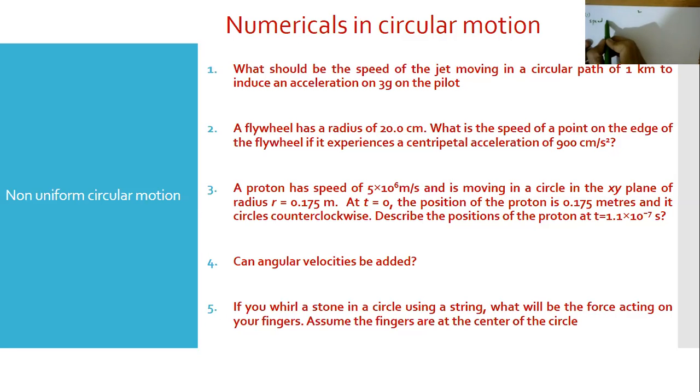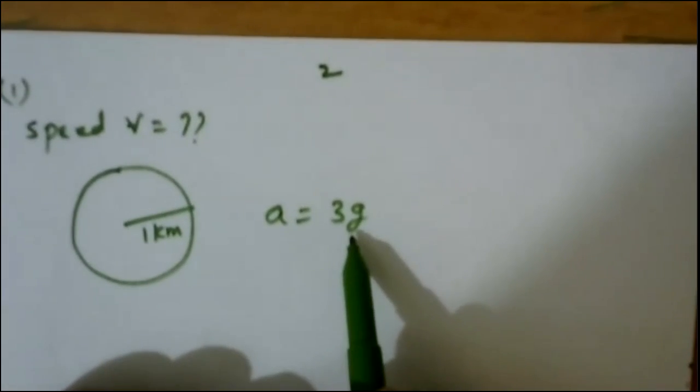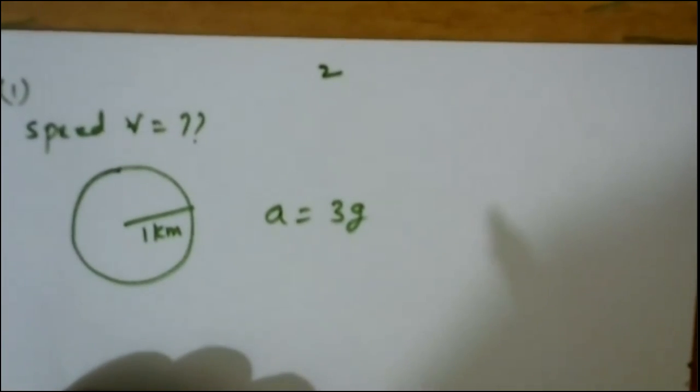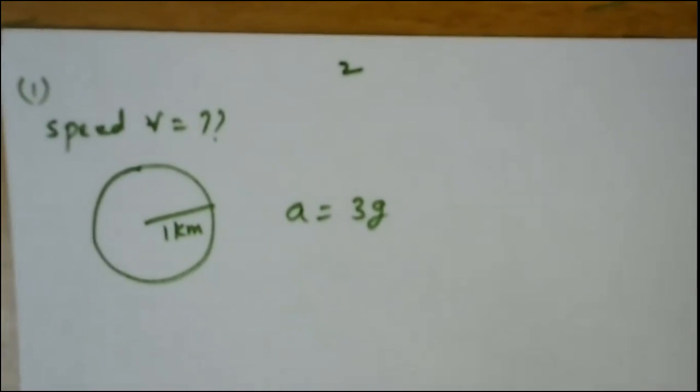So he is now moving in a circular path. Speed v is equal to what? Okay. And then the radius of the circular path is seen to be 1 kilometer, to induce an acceleration of 3g on the pilot. There is a pilot who is sitting there, and you need to find out the acceleration on the pilot, and you have to make sure that the acceleration of the pilot is equal to 3 times g. What is the speed required for the jet in order to have an acceleration of 3 times g? Hope the board is clear to you.